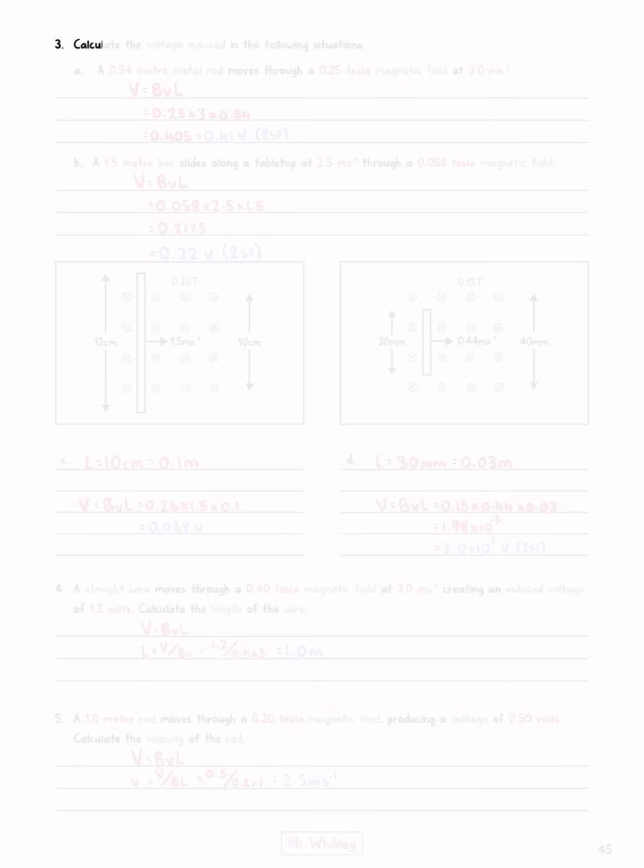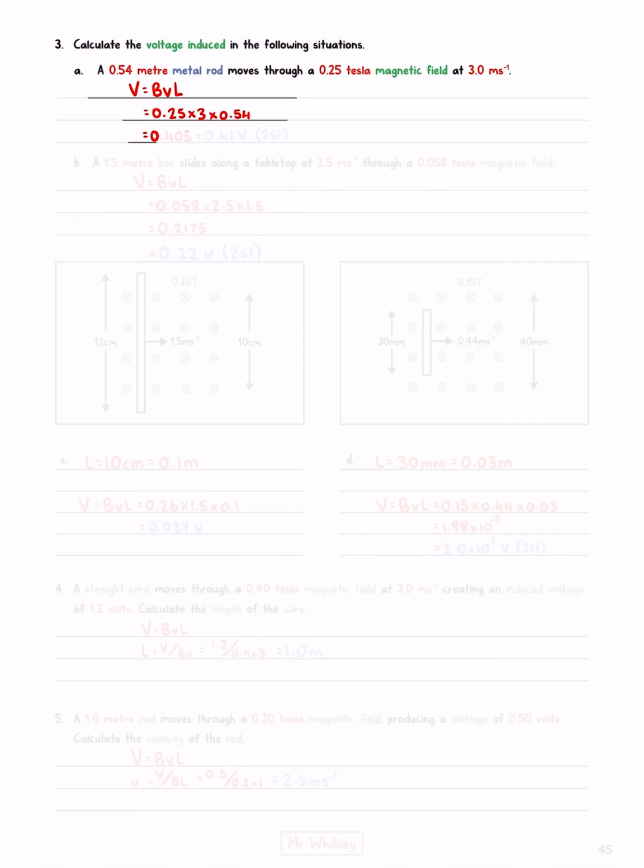Question 3. Calculate the voltage induced in the following situations. A 0.54 meter metal rod moves through a 0.25 Tesla magnetic field at 3 meters per second. Knowing that the voltage is BVL, knowing our B, our velocity V, and our length L, gives us 0.405 or 0.41 volts to two significant figures.